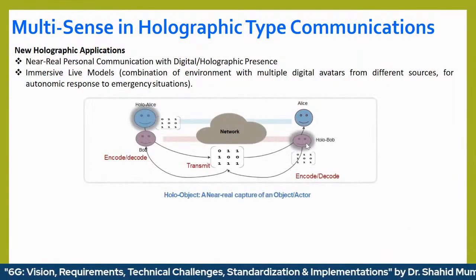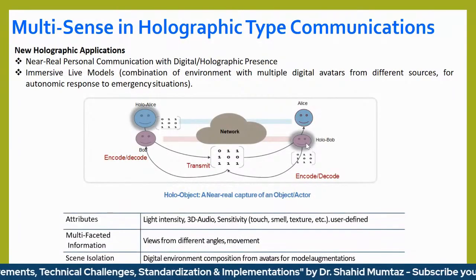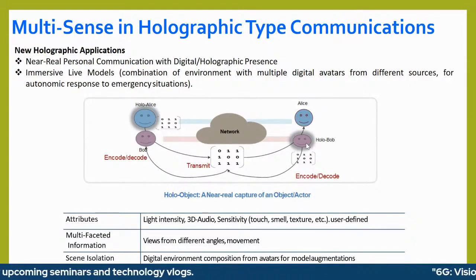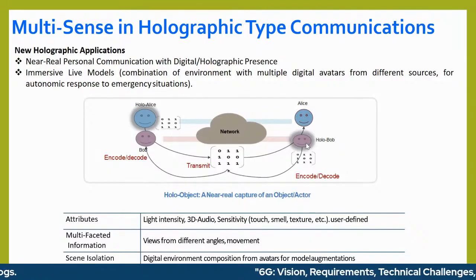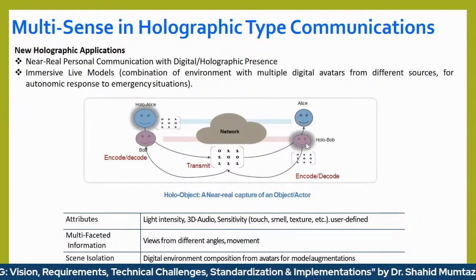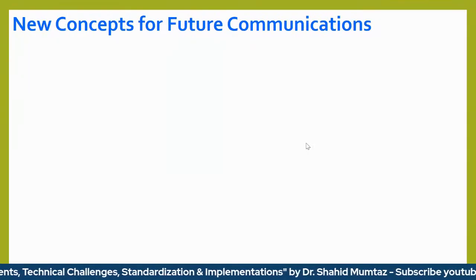And then again, this is just a simple kind of example where you can see that if Bob wants to talk with Alice, Alice will talk with Bob. You can encode it, you can transmit with different kinds of attributes. You can do light intensity, 3D audio, sound, texture, and you can even do the views of different angles. Start with 2 angles, 3D, 6D. So this is possible, but again, you can do it step by step, where you can encode and transmit over the air.